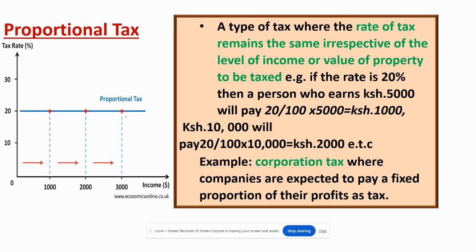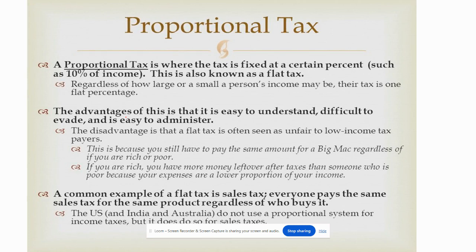Like in Kenya or in our country, for the most part the corporation tax, which is paid by the companies, is at the rate of 30%. So it doesn't matter how much you make as profit. That means that even if we make 1,500,000, you have to pay 30% of that as corporation tax. It is fixed at a certain percentage, as you can see, and sometimes it's also called flat tax. So regardless of how large or small personal income may be, the tax is one flat percentage.